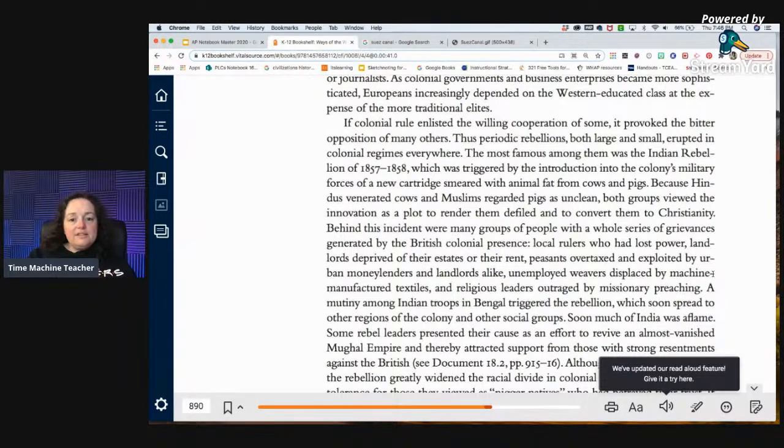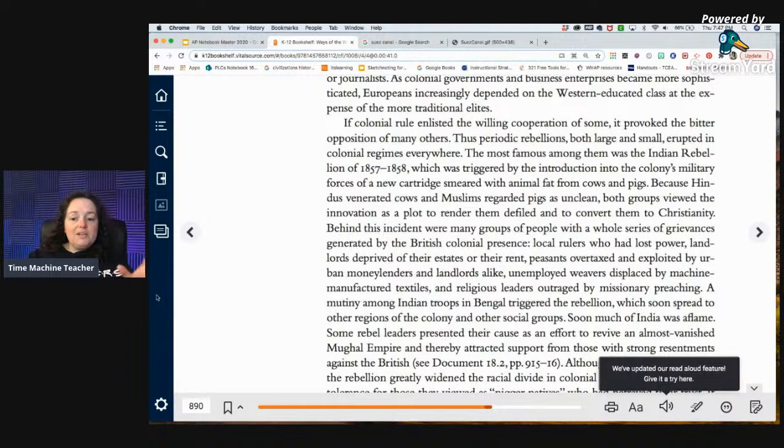If colonial rule enlisted the willing cooperation of some, it provoked the bitter opposition of many others. Thus, periodic rebellions, both large and small, erupted in colonial regimes everywhere. The most famous among them was the Indian Rebellion of 1857 to 1858, which was triggered by the introduction into the colony's military force of a new cartridge smeared with animal fat from cows and pigs. Because Hindus venerated cows and Muslims regarded pigs as unclean, both groups viewed the innovation as a plot to render them defiled and convert them to Christianity.